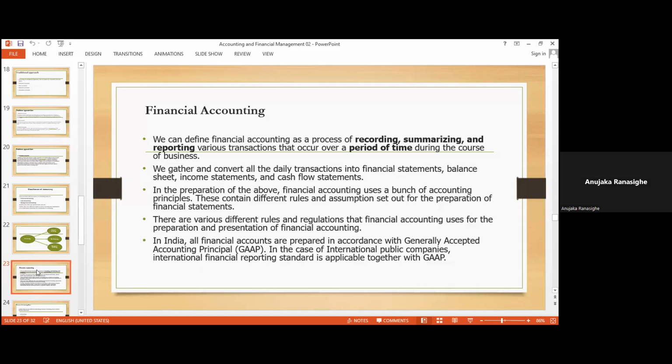In the preparation of financial accounting, a bunch of accounting principles is used. They are given by, we told you, the Chartered Institute and relevant authorities. These contain different rules and assumptions set out for the preparation of financial statements. We discussed earlier, there are various different rules and regulations that financial accounting uses for the preparation and presentation of the financial statements.